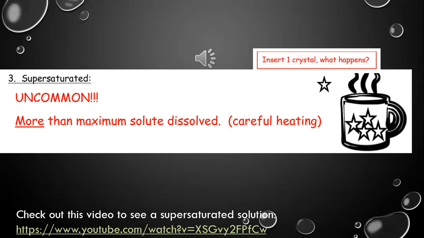So we will be seeing an example of this in class, but the important thing to remember is that it is uncommon and it does have to have these certain processes done in order to accomplish it. So most of the time, if you have a lot of solute in a solution, that is going to be a saturated solution, not necessarily a supersaturated solution. Again, we'll see this in class. If you really can't wait and you want to see a video of it happening, you can go ahead and check out that link that you see there at the bottom.